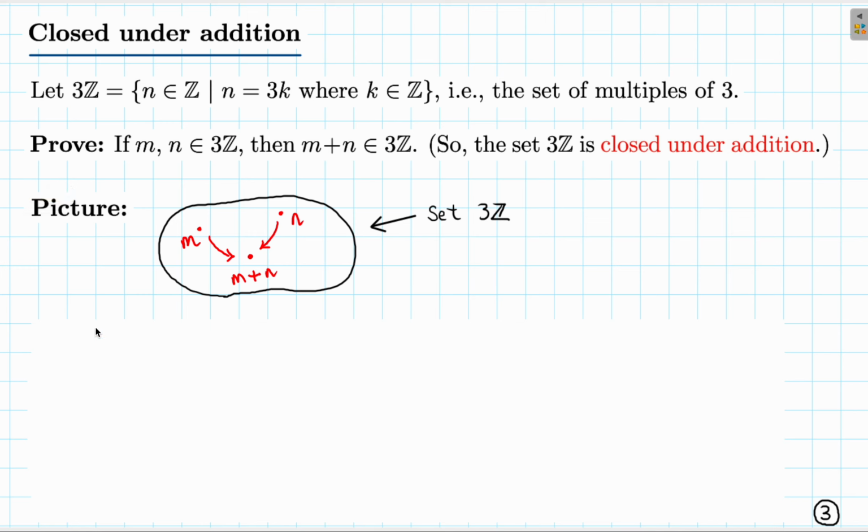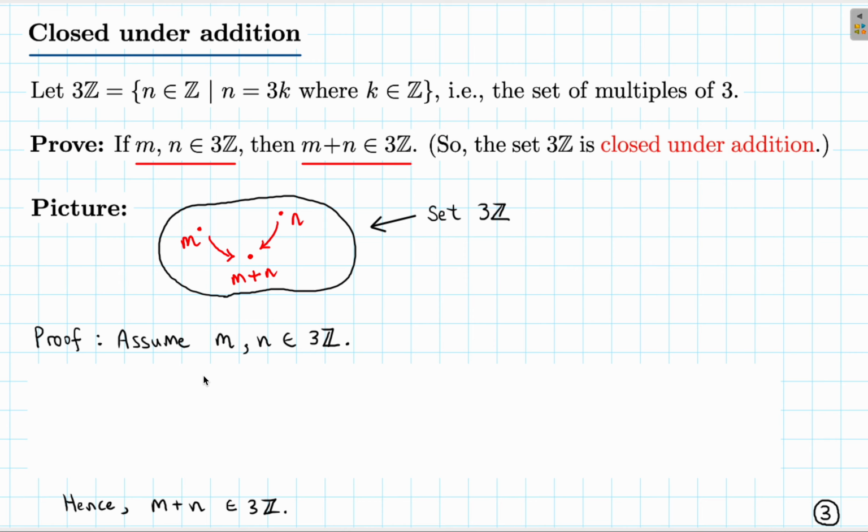And so let's now write down this proof. We will first identify the hypothesis and the conclusion right there. So we already know what our first line and the last line of our proof looks like. Here they are. We're assuming the hypothesis, m and n are elements of 3Z. And our very last line, our conclusion, is that m plus n is an element of 3Z.